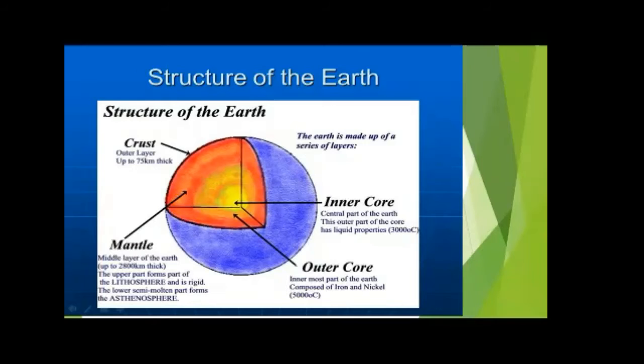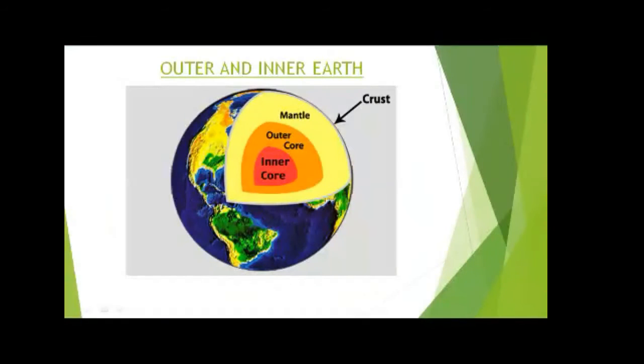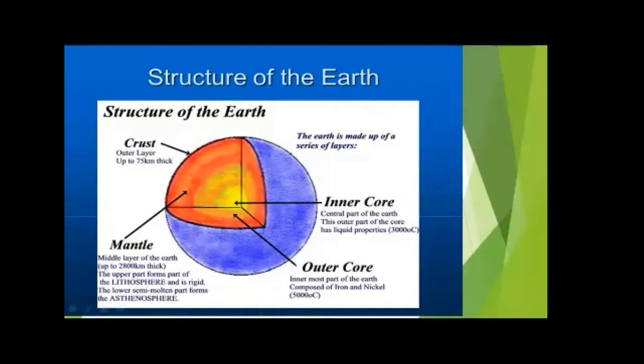Mantle is the middle layer of the Earth, up to 2,800 kilometers thick. The mantle's upper part forms the lithosphere, and it is rigid. The lower semi-molten part forms the asthenosphere. And the crust is the outer layer, and it is 75 kilometers thick.